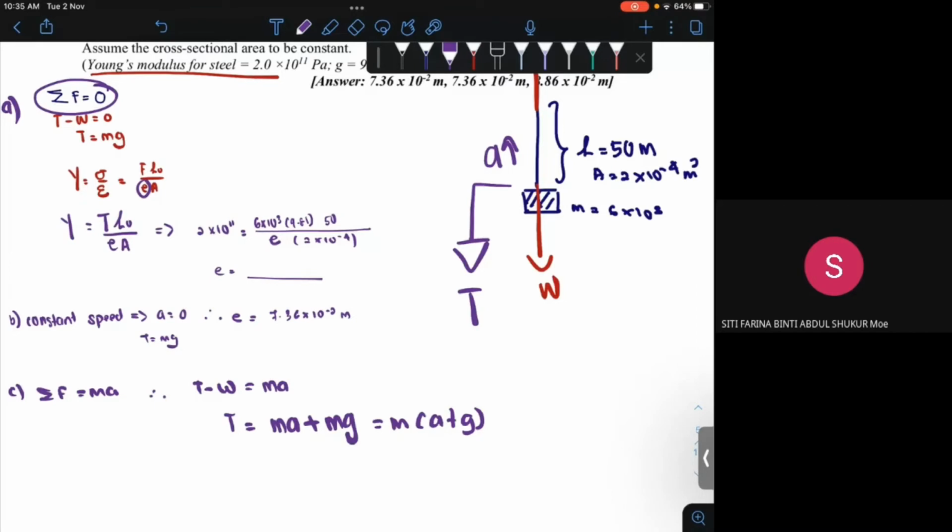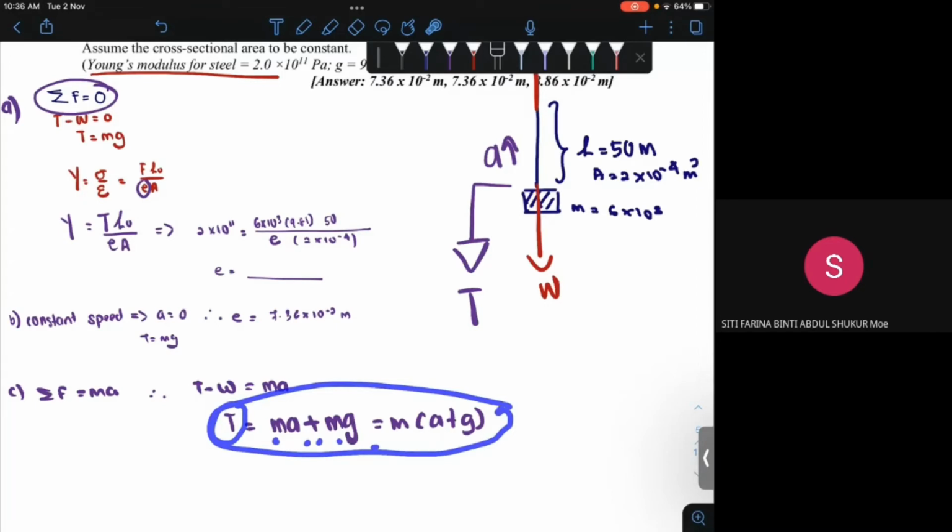Untuk kes pertama dan kedua kamu, tension kamu which is the force that causes the extension is only equals to mg sahaja. Sebab acceleration kosong. Tapi for the third case, since you have an acceleration of 2 meter per second, your tension now is equals to mass multiply with the acceleration plus with mass multiply with the gravity. So ini adalah value of the tension. So sekarang nilai tension itu berubah.